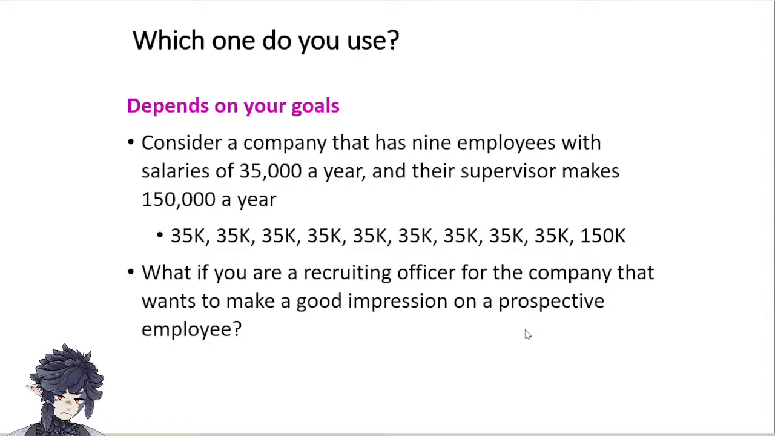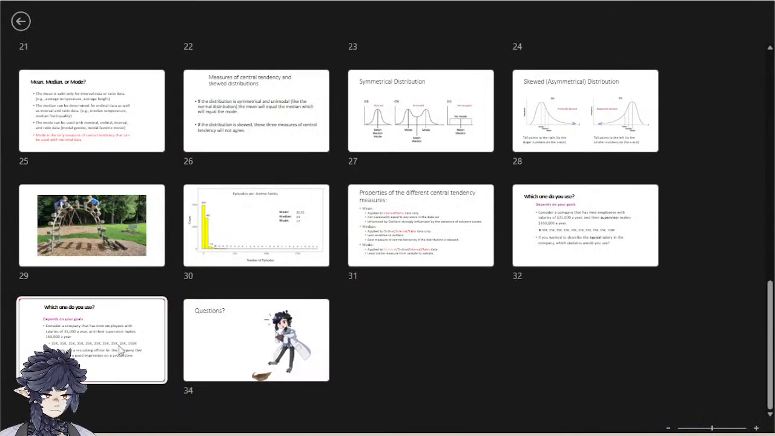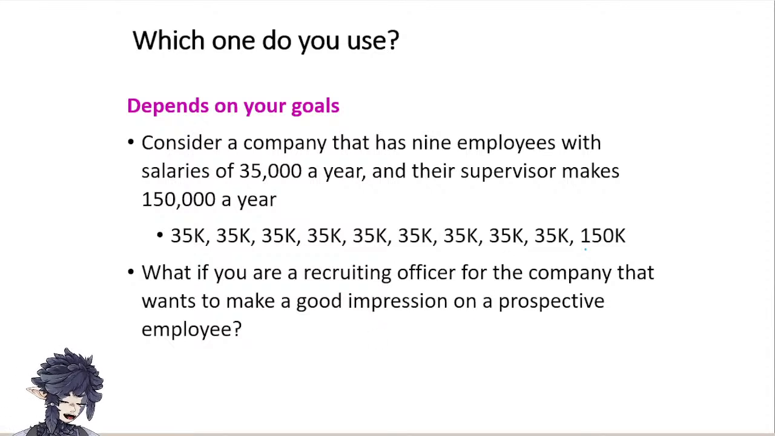If you really want them to think that they're going to make the most amount of money possible, you would pick the mean. We have an outlier here. Speaking of outliers, we have this one person who's making $150,000. I'd consider that an outlier. That is much higher than everybody else, right?